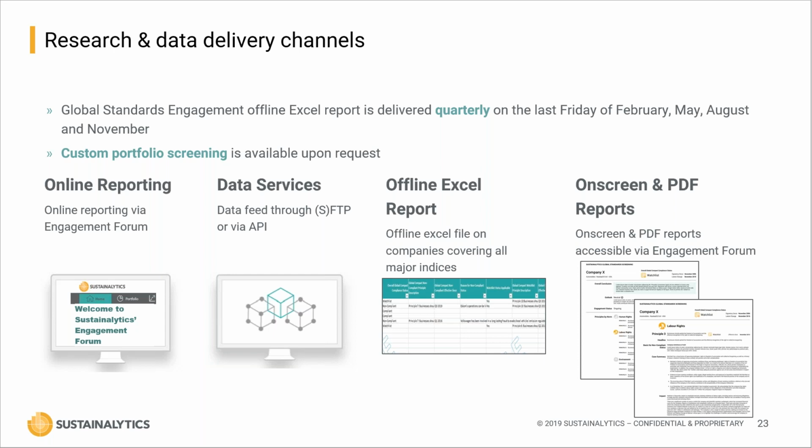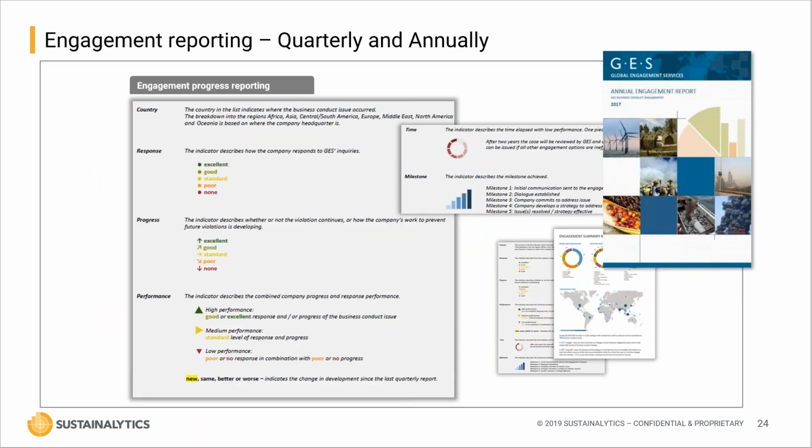We have an offline Excel report, which is delivered on a quarterly basis alongside the global standards screening service. And as mentioned, one can also have on-screen and PDF reports. Finally, I can inform you about the engagement reporting, which is also a PDF that we send out on a quarterly basis.